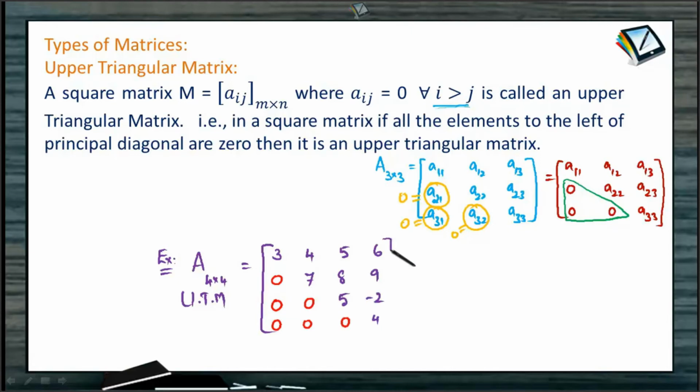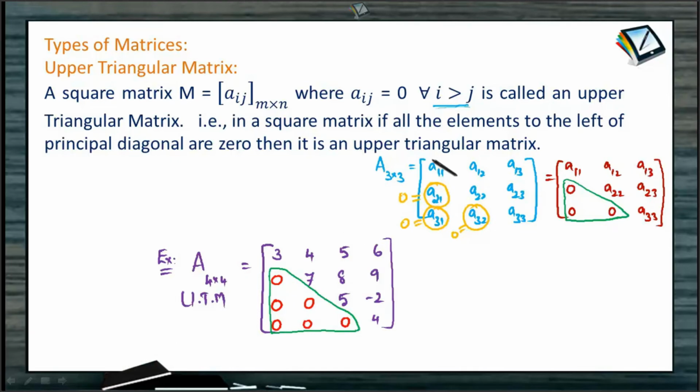So 0. Now, is this an example of an upper triangular matrix? Yes. If you observe the lower portion of the square, all the entries are zeros. Then such a matrix is called an upper triangular matrix. The elements to the left of the principal diagonal.